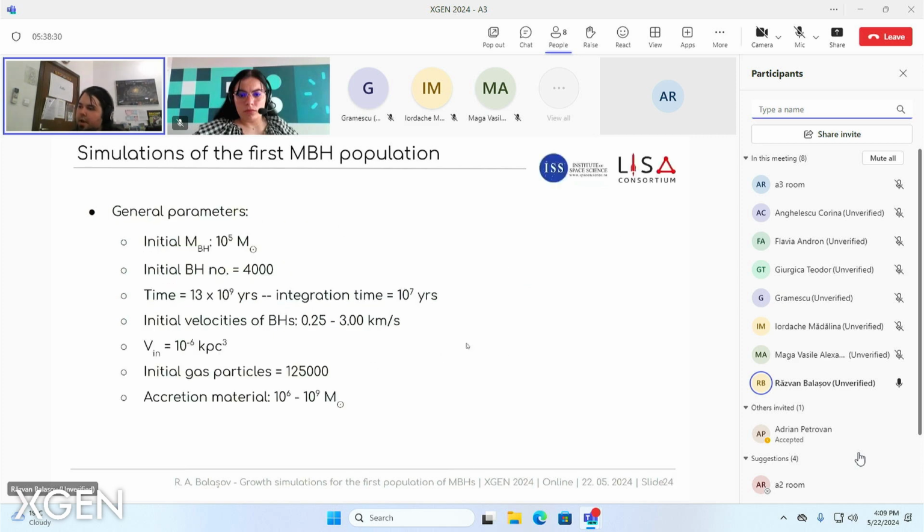And these are the general parameters. As I said before, I integrate my code for 13 billion years. I start with an initial number of black holes of 4,000, and then I add gas particles in order to have a cloud of gas for the black hole to eat.